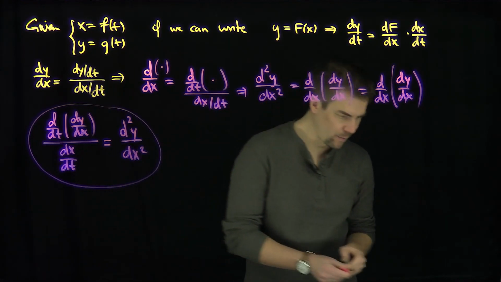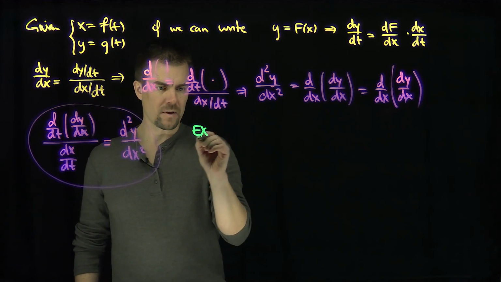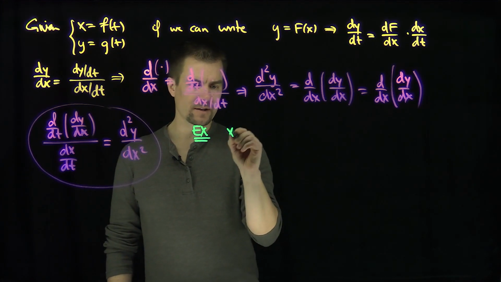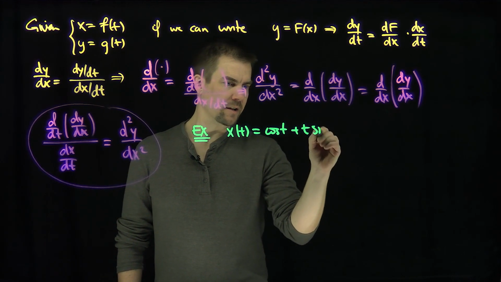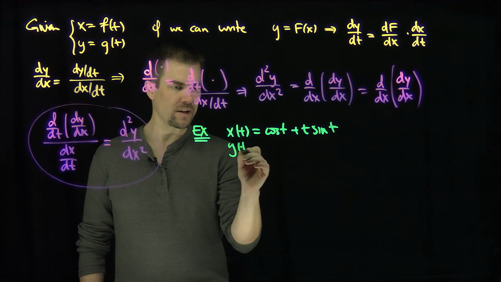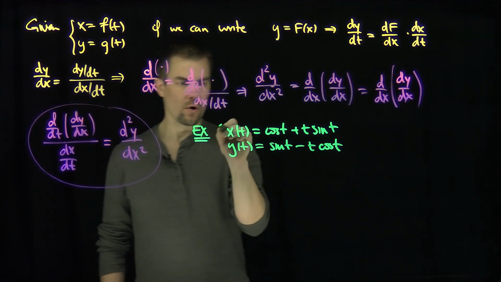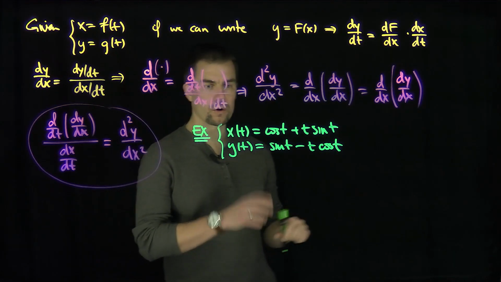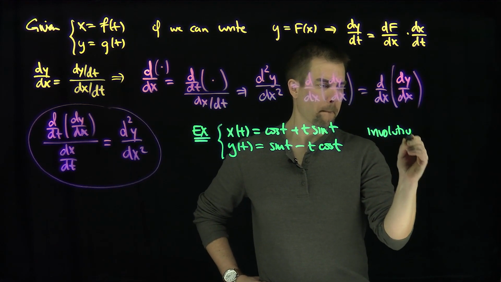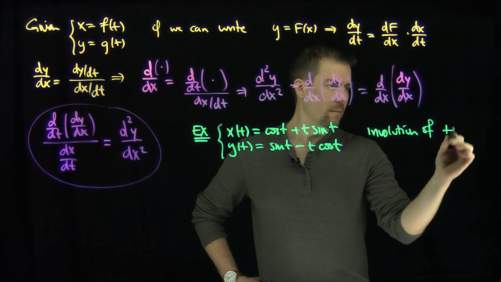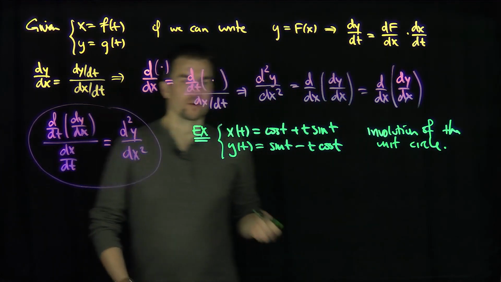All right, so let's see an example of how we would compute this. For example, let's look at this curve over here. Our curve is x of t equals cosine of t plus t sine t, and y of t equals sine of t minus t cosine t. What is this curve? Of course, this curve is just the involute of the unit circle.